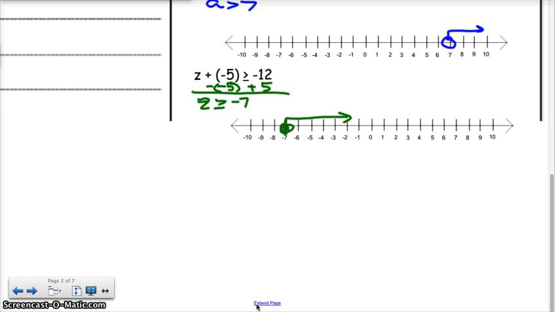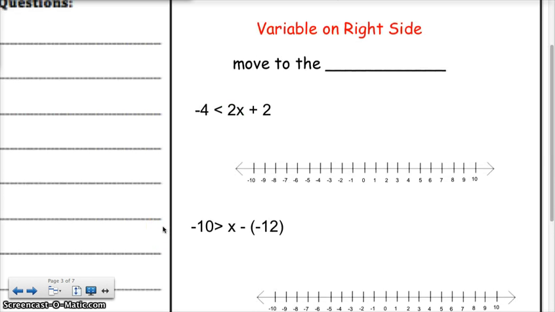Learning target again, you were solving and graphing inequalities. I'd say you have it about met. It's just different levels of rigor now. Okay, variable on the right-hand side, you need to move it to the left. Always, no choice. You have to do it. You have to move it to the left-hand side.